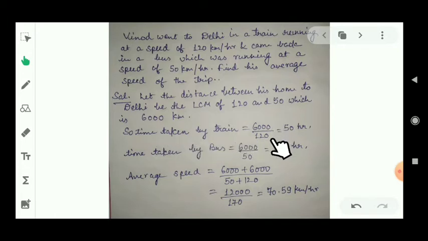Similarly, like the previous question, firstly we have to find the time taken by the train. It will be distance upon speed, that means 6000 upon 120, that is 50 hours. Again we have to find the time taken by the bus. It will be distance upon speed, that means 6000 upon 50, that is 120 hours. So now, like the previous question, we have to find the average speed, that is total distance upon total time. 6000 plus 6000 upon 50 plus 120, and after calculating it, its value will be 70.59 kilometers per hour. This will be the average speed of the trip.